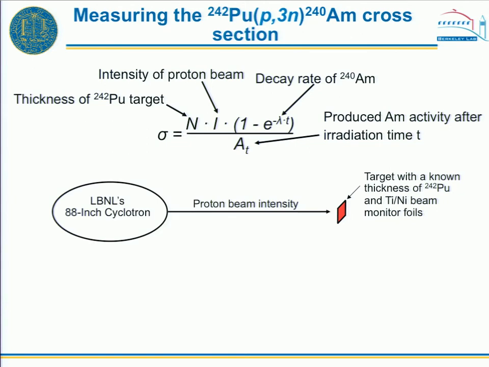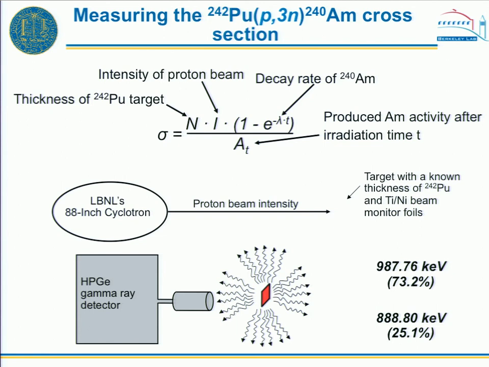We take these targets and irradiate them with protons at the Lawrence Berkeley Lab 88-inch cyclotron, with a measured intensity of protons to give us our intensity of the proton beam. The decay of americium-240 has been well studied, and so we know this decay rate. After the irradiation, we separate our foils and count them using a high-purity germanium gamma ray counter and look for the 2 high-energy, high-intensity gamma rays that are given off with the decay of americium-240. We then count it over a month period of time and watch the americium-240 decay, and that will be back extrapolated to get the americium activity that we produced at the end of our bombardment.